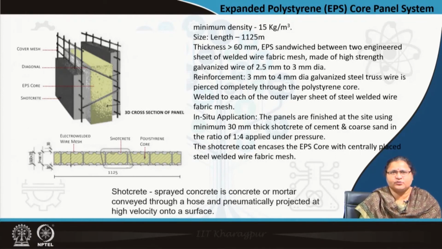On bringing this to site, what is done? Concrete is applied locally on site, that is called shotcrete. It is a very thin layer, 30 millimeter. It is sprayed concrete. So, it is not a wet process like what we usually do with cast in situ. It is a nozzle, pneumatically it is projected on top of this mesh, which is almost 6 millimeter by 6 millimeter rods, and this is creating the wall.